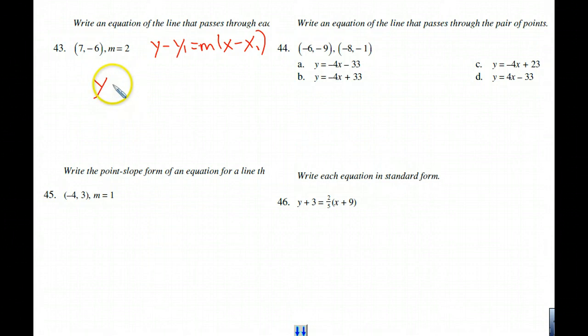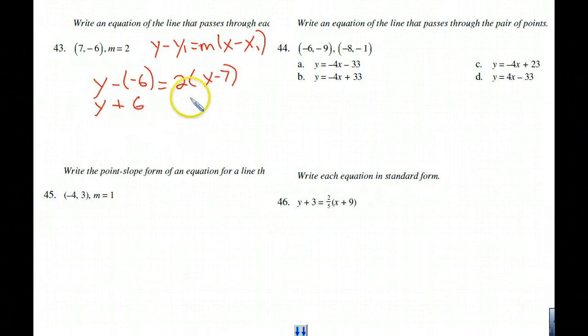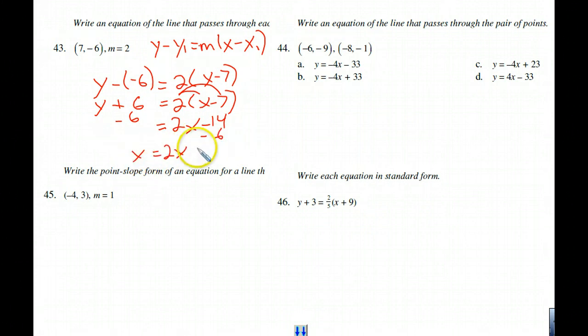So we have y minus y1, which is negative 6. Notice how we have a double negative here, equals 2 times x minus 7. This is the point slope form. We might simplify it to plus 6, since that's a double negative. Now if they ask for slope intercept, we can do one more step and distribute, 2x minus 14, and then subtract 6 on both sides. y equals 2x minus 20.